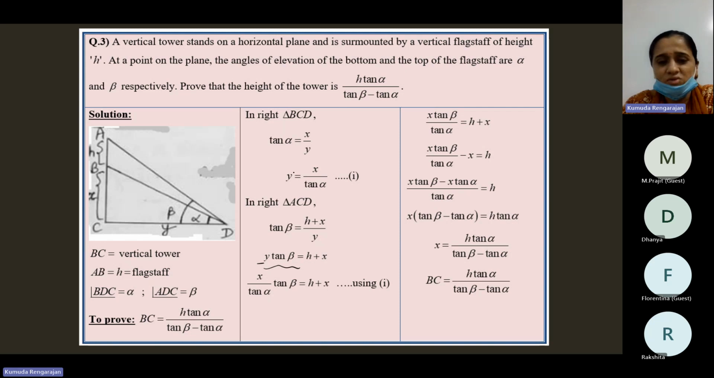Now y we understood here itself, that we don't want y. So what is y? x by tan alpha. Put that here, instead of y. Substitution, so we're using the substitution method. Now what happens when you substitute? y is gone. We have replaced y with something else which we have in the final result. So y is gone now.